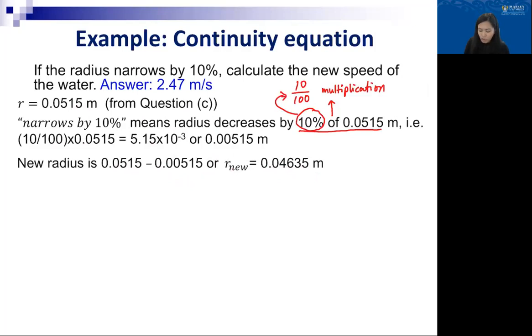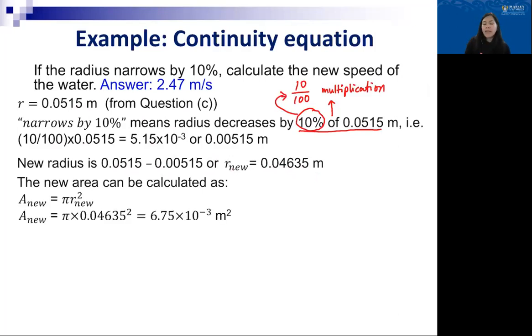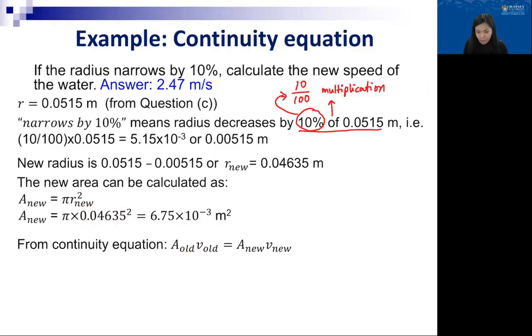Okay, so we know our new radius. Our new radius is here. Then we can calculate the new area. So again, the cross-sectional area is a circle, so the new area is pi r squared, but we'll use the new radius, the radius that narrowed by 10%, and we get this new area. From the new area, we can use the continuity equation: the original area times the original speed is equal to the new area times the new speed. We want to find the new speed.